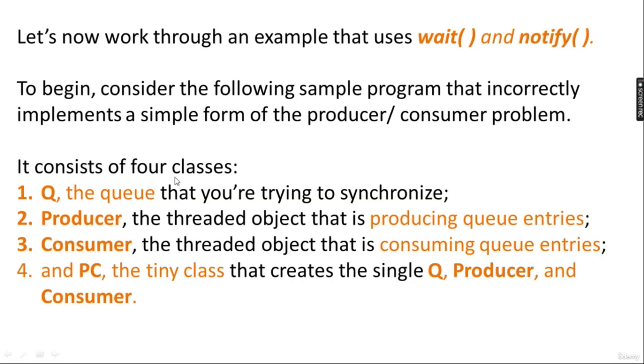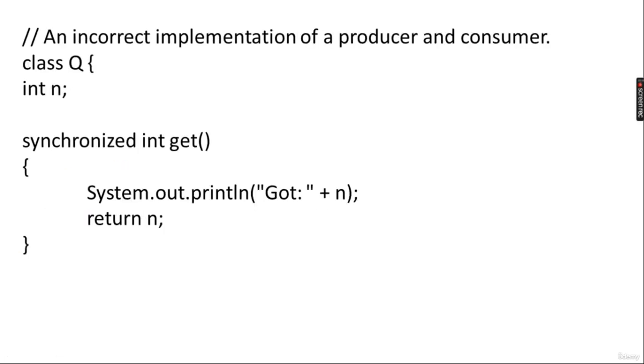Now we will see the example of wait and notify. Consider the following sample program that implements a simple form of the producer and consumer problem. There are four classes. Queue is the queue that you are trying to synchronize. Producer is the threaded object that is producing queue entries. Consumer is the threaded object that is consuming queue entries. And PC is the tiny class that creates a single queue, one producer that is a threaded object, and one consumer.